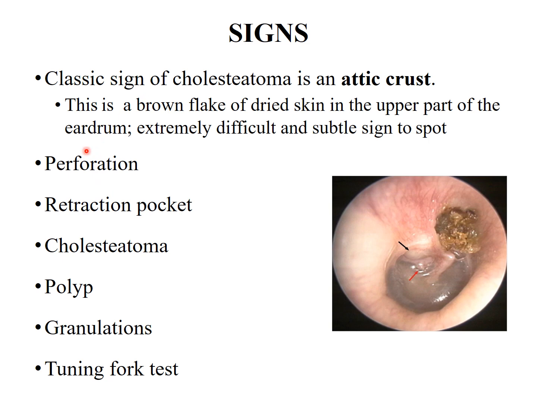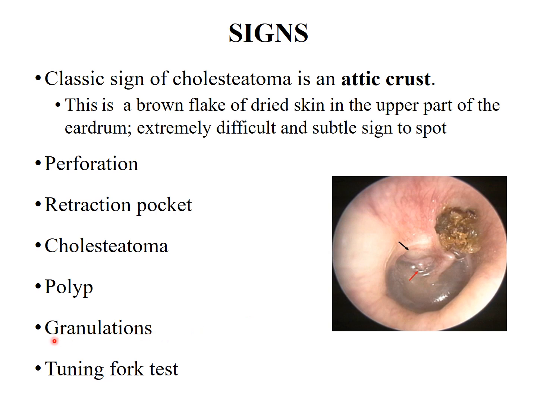So you may find one or two findings in one patient. A perforation is there. You may just be able to visualize a retraction pocket in the attic. Even a clean retraction pocket in the attic should be evaluated and followed up regularly. Or there may be a frank cholesteatoma, a big cholesteatoma may also be visible. A polyp may also be visible. Granulation tissue may be visible.